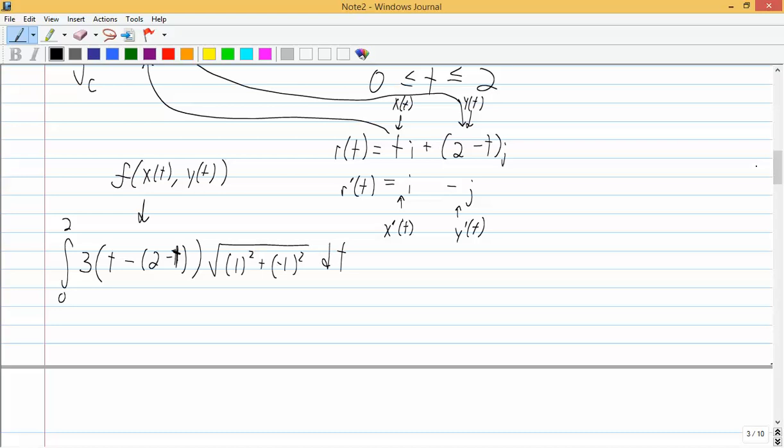Alright, so this is a product too. So the 3 can be brought out front. This right here is going to be the square root of 2. That can be brought out front. So this is going to be 3 square roots of 2 times the integral from 0 to 2 of, now what do you get right here? You get t minus 2 plus t. So that's still 0 to 2. That's going to be 2t minus 2 dt.